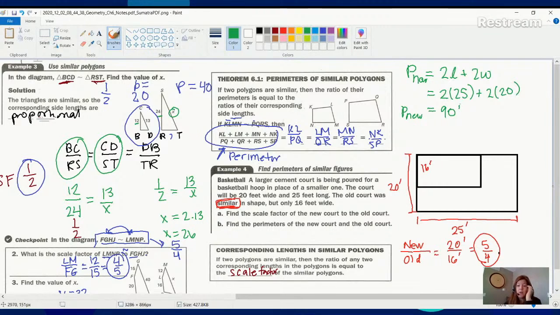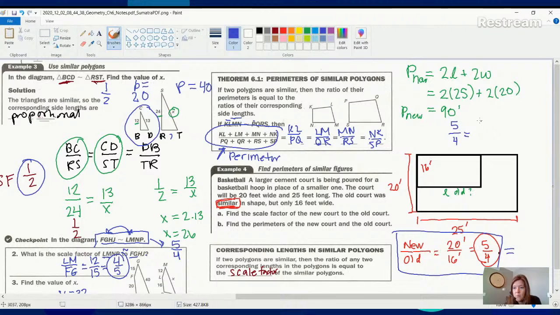So you could use this scale factor to figure out what the length is of the old court, and then find the perimeter. You can also use this theorem that you know, that the perimeters are in the same ratio as the side lengths. Remember down here we said that the scale factor new to old is 5 to 4.